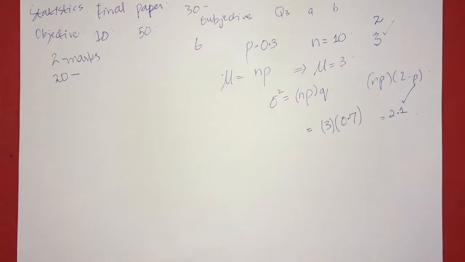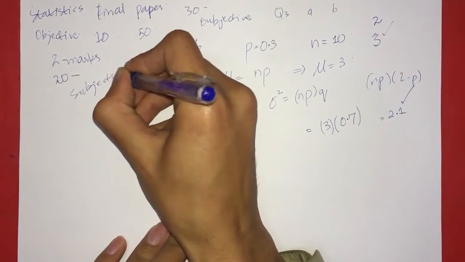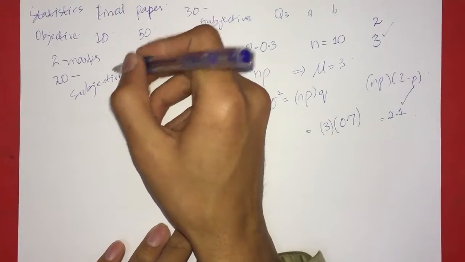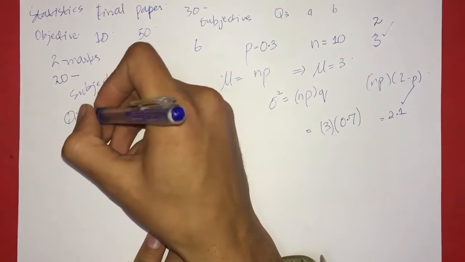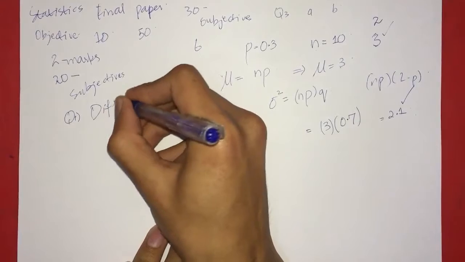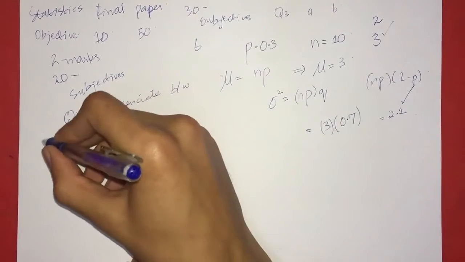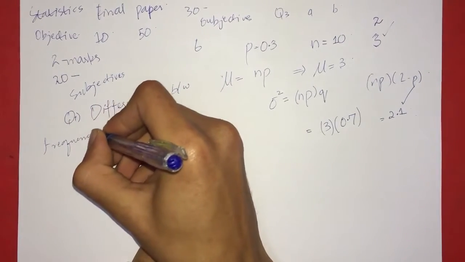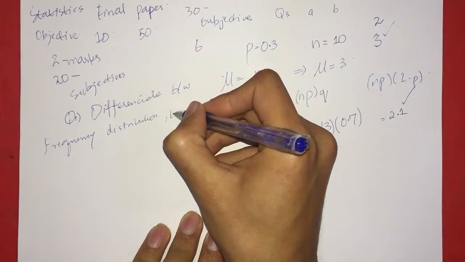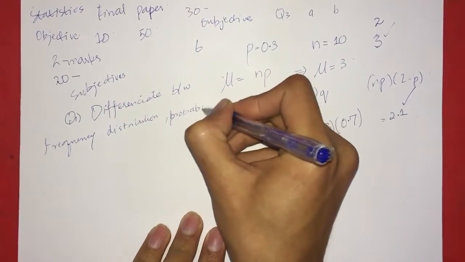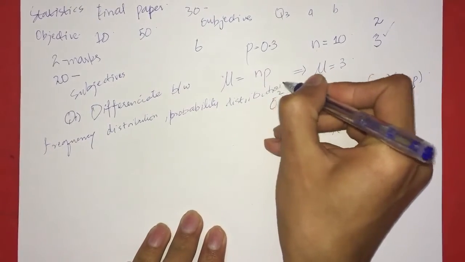And coming toward the subjective part, we had 6 questions in total, which were 3 questions, each having subparts A and B. Our first question was asking us to differentiate between a frequency distribution and a probability distribution. So it was asking us to differentiate between these two types of distribution.